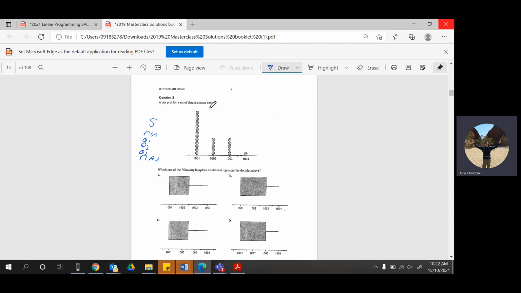If I read the question, it says a dot plot for the data is shown below. Unfortunately, it doesn't tell me the number there, so I'm going to actually count them. We got 1, 2, 3, 4, 5, 6, 7, 8, 9, 10, 11, 12, 13. I'm going to write 13 on here. 1, 2, 3, 4, 5. That's 5, because they're the same height, and that is 1. So I've got 23, 24. If I want to find my median, it's 24 plus 1 divided by 2, so it's going to be at the 12.5 mark.